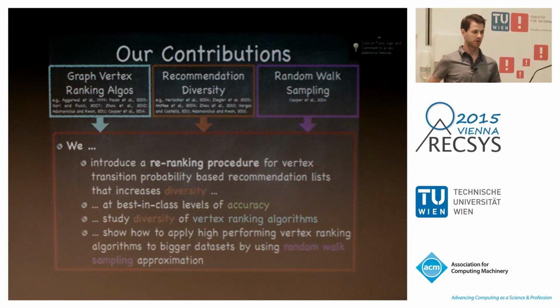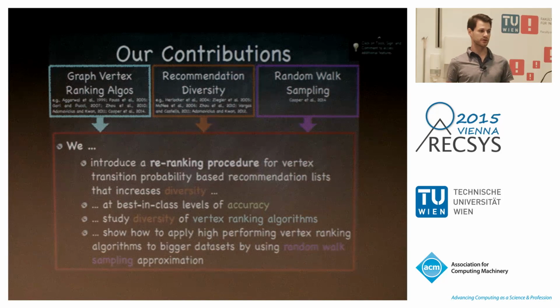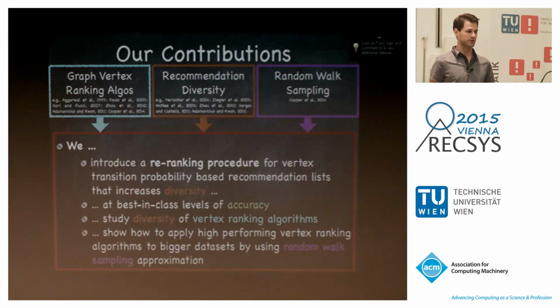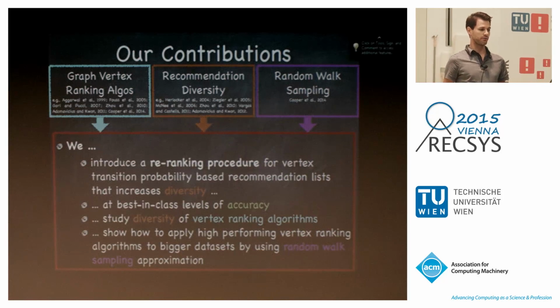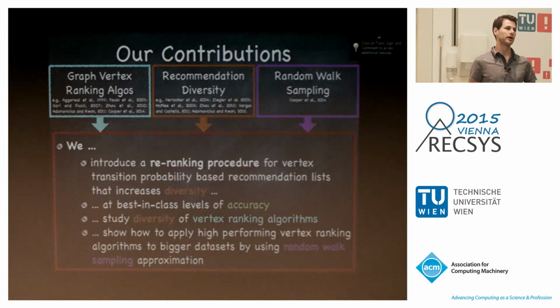Our contributions are basically that we combine 3 previous streams of work. One is graph vertex ranking algorithms, another is recommendation diversity, and the third is random walk sampling, so this approximation procedure that has been introduced in 2004 by Cooper and colleagues. Especially, we introduce a re-ranking procedure of vertex transition probability-based recommendation lists that increases diversity and gives at the same time best-in-class accuracy performance.